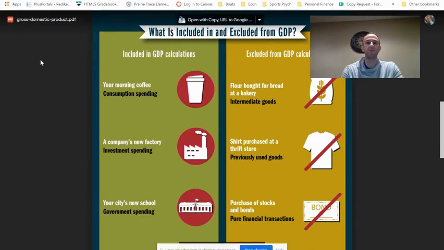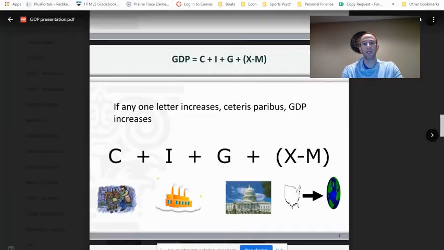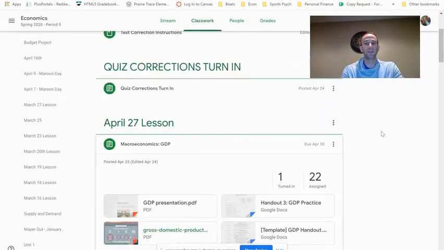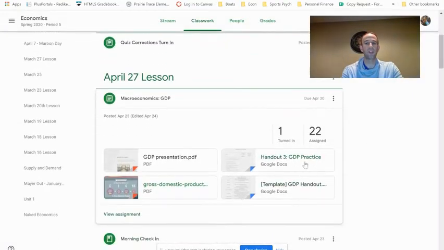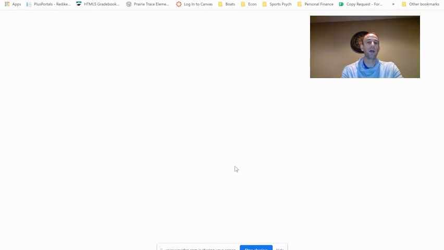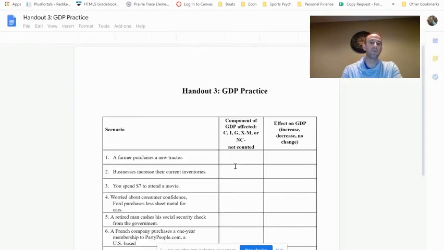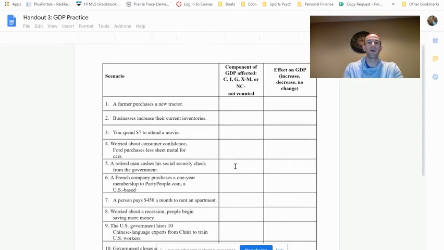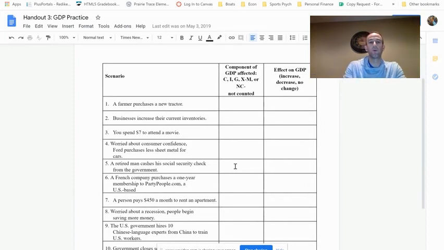And the assignment that I'm going to have you work on, if you go back to our classroom, is this one little handout. It's called GDP practice. And what you're going to do is look at some different scenarios as soon as this loads up, and tell me whether or not you think that it's going to be included. So we'll do number one together.